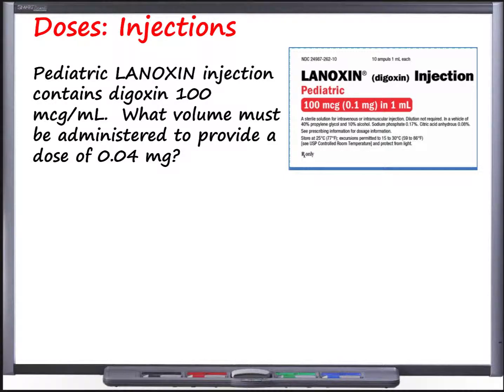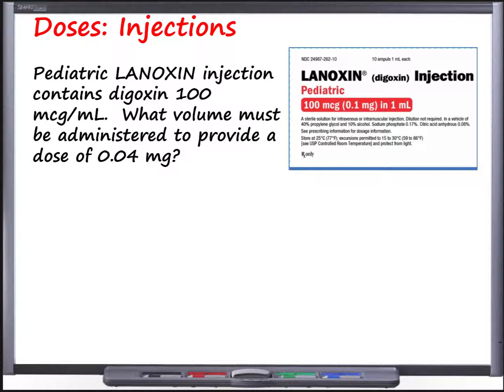So what we know is that what the doctor has prescribed and what we need to deliver to the patient is a dose of 0.04 milligrams. However, what we need to be able to tell the nurse to do is to administer a certain volume. So we're going to have to use the concentration to convert from the weight of the drug, the dose in weight, to the volume of the solution that needs to be administered to provide that dose. So we've got to go from weight to volume.